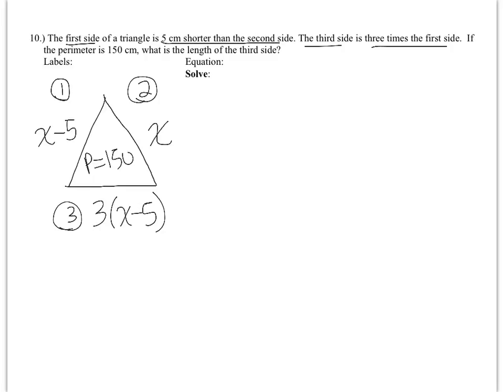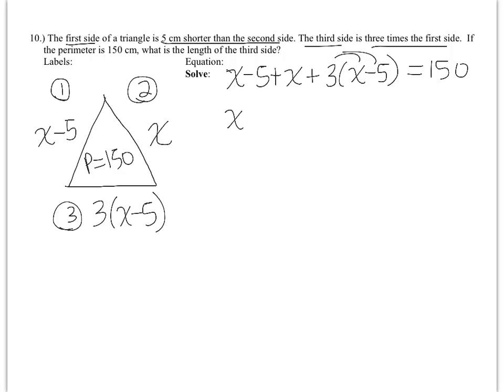So this one, there's not a fancy formula for this. You have to actually add up all the sides. So your equation is going to be all sides. So the first side, x minus 5, plus the second side of x, plus the third side, which is 3 times x minus 5. You got to put in parentheses. That is going to equal 150. And then I'm going to solve this equation. You got to distribute that 3.